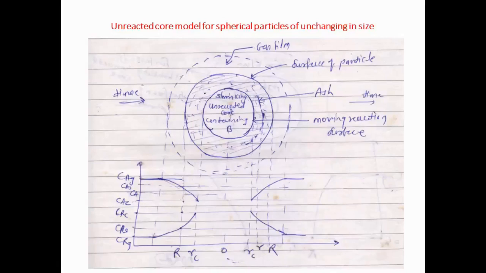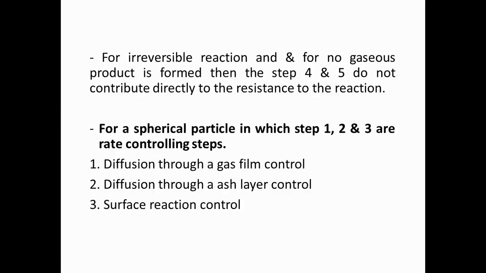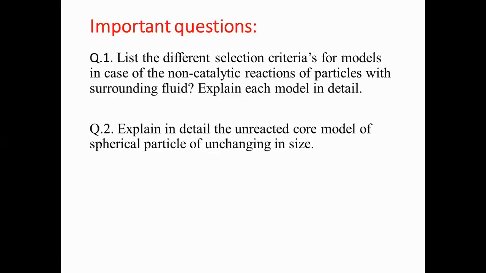According to this, the resistance controlling step must be important. So these 3 resistance controlling steps are there: diffusion through the gas film control, diffusion through the ash layer control, and surface reaction control. This controlling reaction depends on these first 3 steps. So these are the 3 controlling steps.